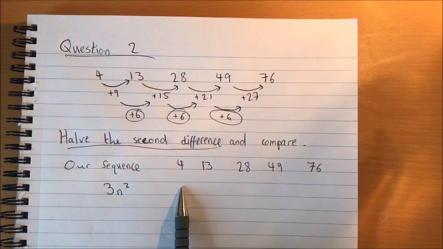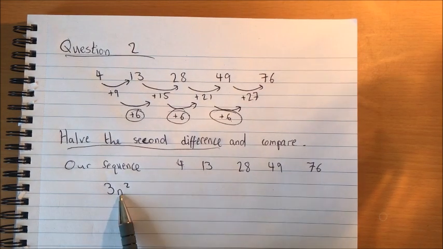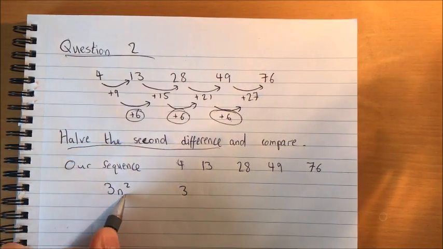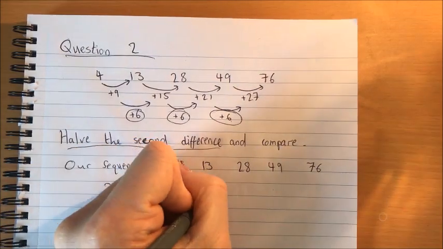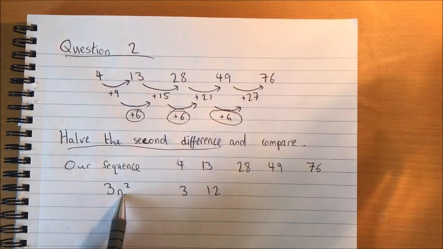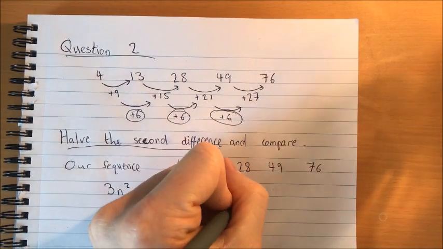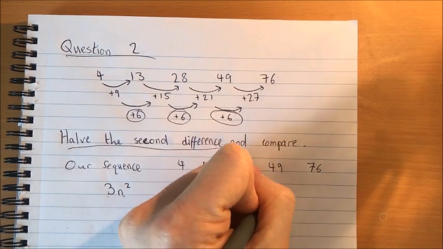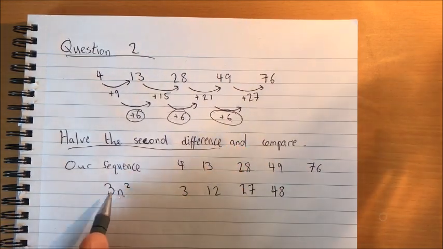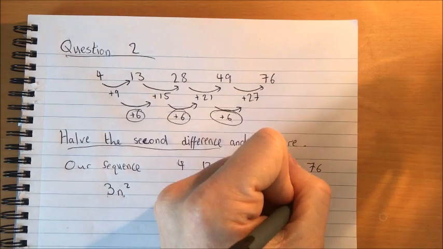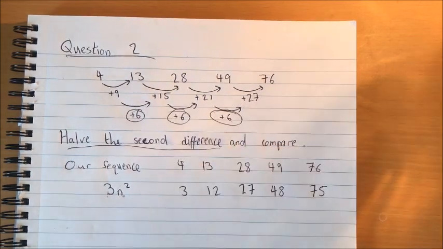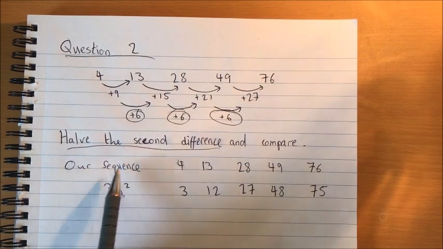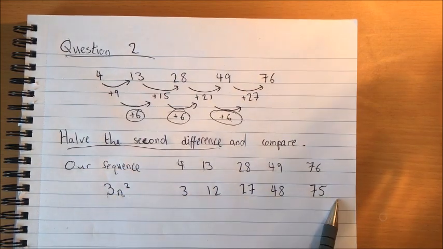So the sequence 3n squared: 3 lots of 1 squared gives me 3. 3 lots of 2 squared gives me 12. 3 lots of 3 squared gives me 27. 3 lots of 4 squared gives me 48. 3 lots of 5 squared gives me 75. So I'm asking myself, how does our sequence compare to the sequence 3n squared?